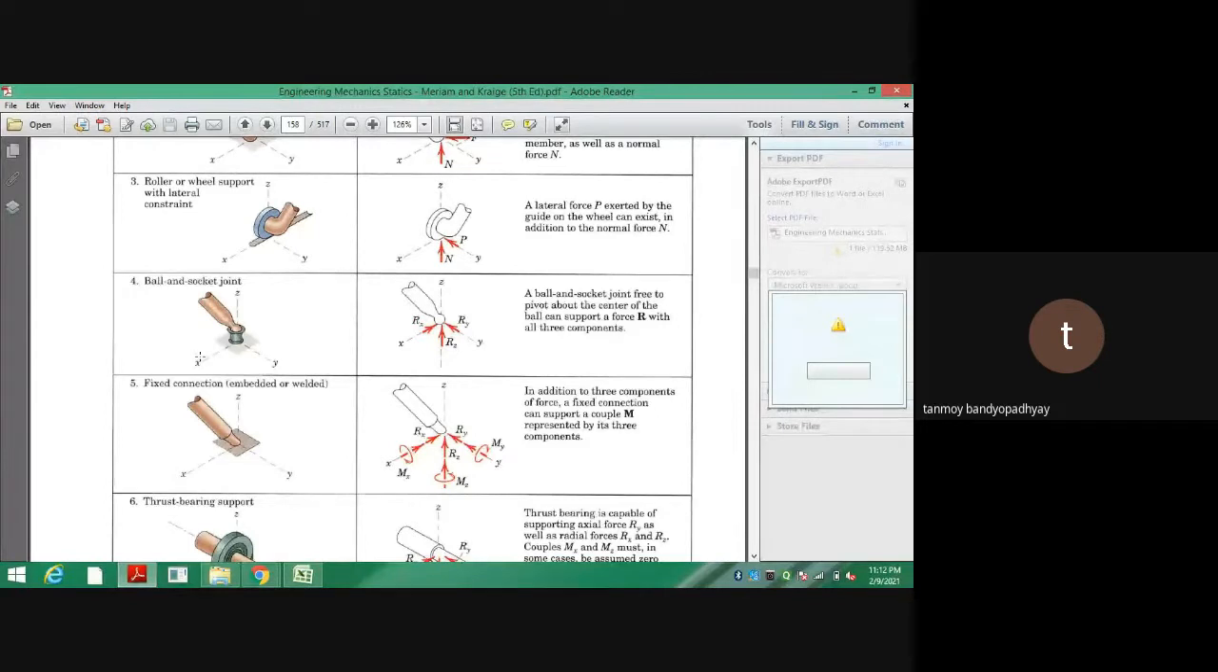Okay? So hello, and the next one that we discussed was a ball and socket joint. The problem we did. So it's a ball and a socket joint. So look, at the joint there is a ball connection, so it can rotate freely. So that is why there will be no MX, MY, and MZ. There is no resistance to rotation.